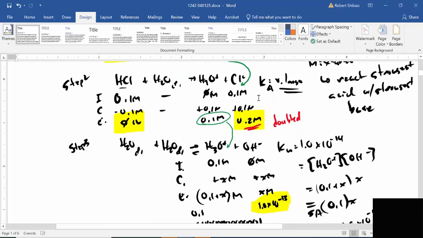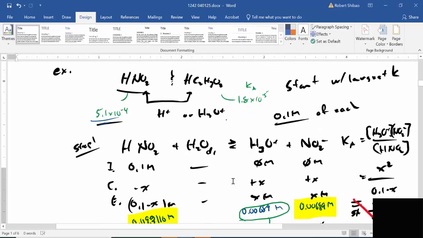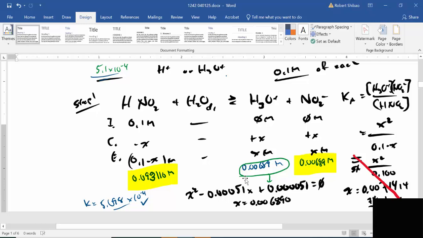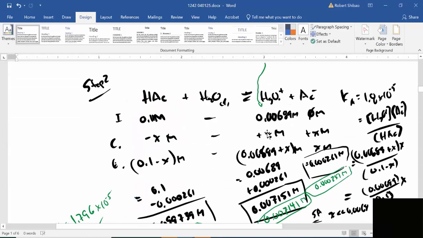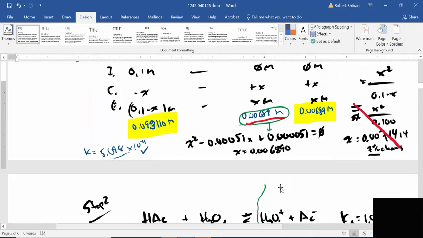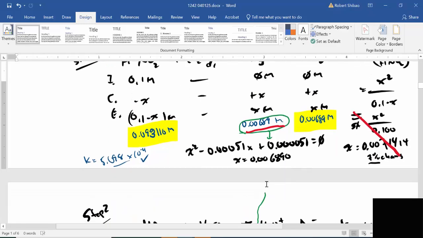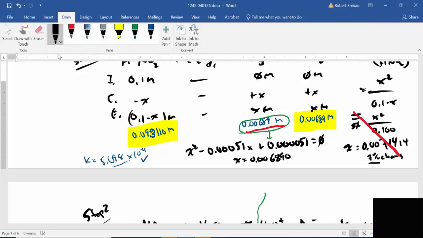In going from step 2 to step 3, nothing. However, here we started off with 0.689, and then we jumped up to 0.7141. We'll just use the quadratic since we did that. Was that a significant change? One way to check if it was a significant change is we could do the K value.